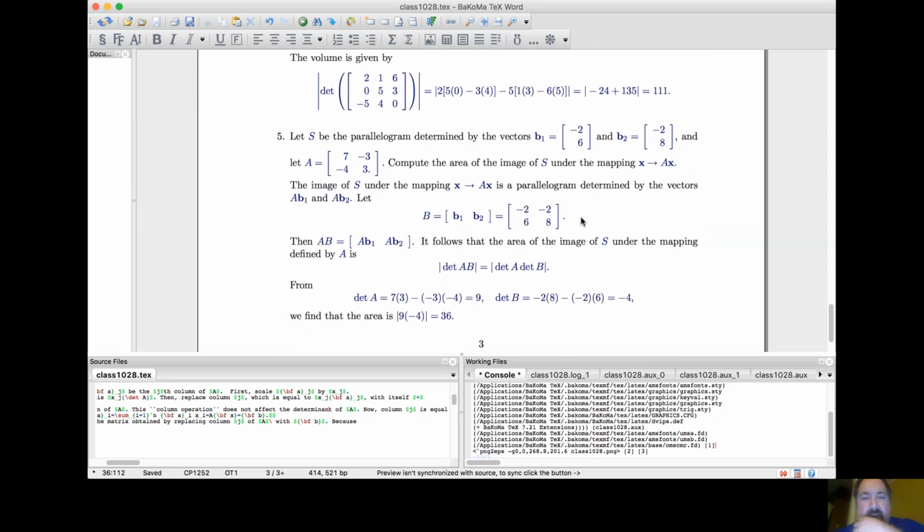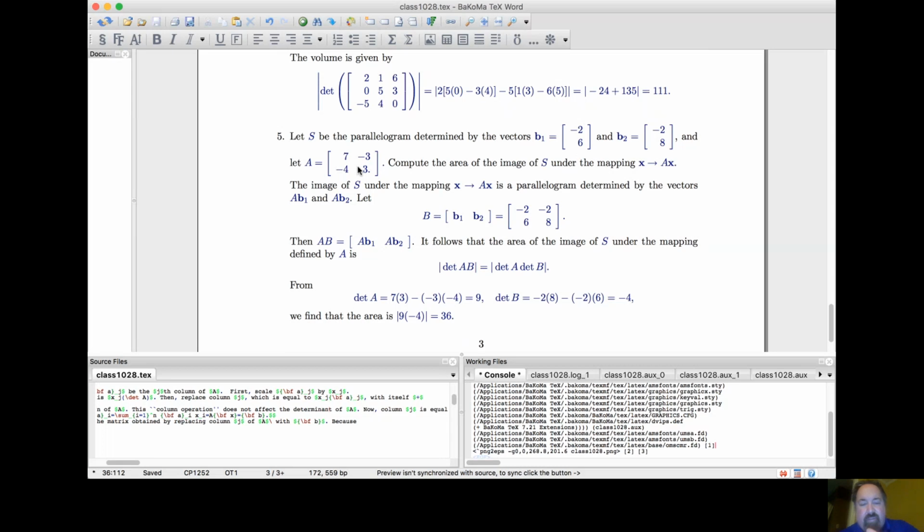Now here we have a parallelogram that's described by 2 adjacent sides, these vectors. But then the parallelogram is transformed by multiplying these vectors by this matrix A. So what's the area of the image of parallelogram S under this mapping? If you just want the area of a parallelogram, you take a determinant of this matrix, but that's not what you want. It's the area of a shape you get by multiplying by A.